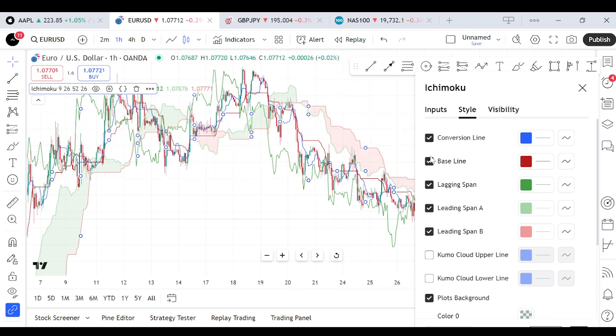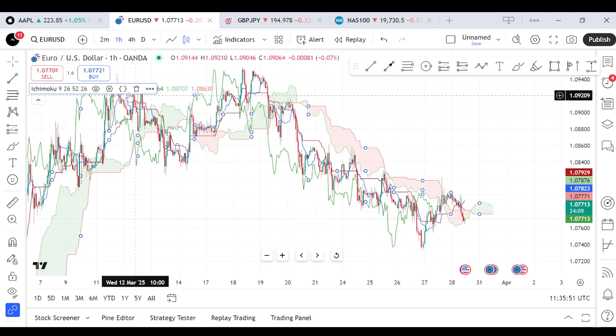You can see it. I've mentioned the conversion line, which is the blue line. See this blue line. And we have the baseline. These two lines interact. When you get a crossover, it's a signal for something in the market. And we have the lagging span, and also we have the leading A and B, and these form the cloud, the Ichimoku cloud. And that is that for the Ichimoku.